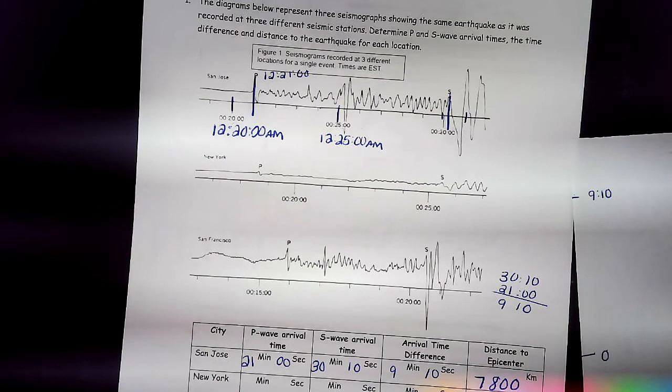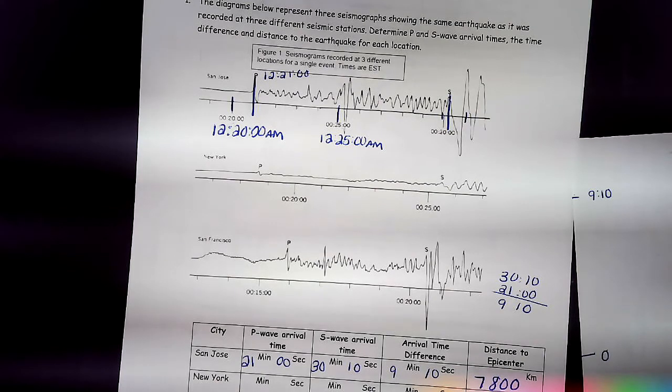6 minutes and 45 seconds? No, because that's not the difference. The difference is 9 minutes and 10 seconds. We're not on the New York one. Hang on.